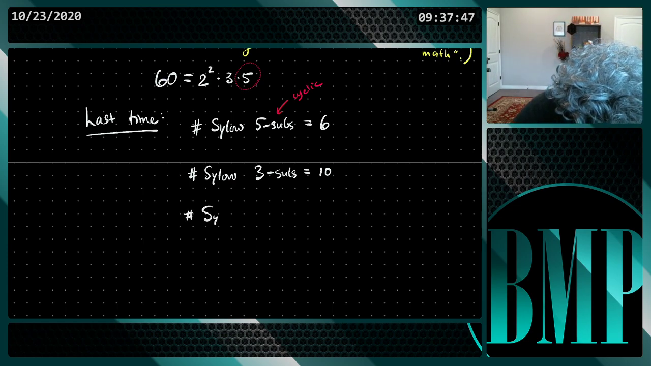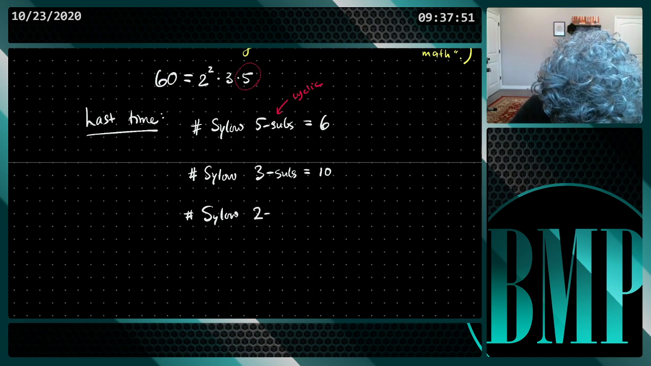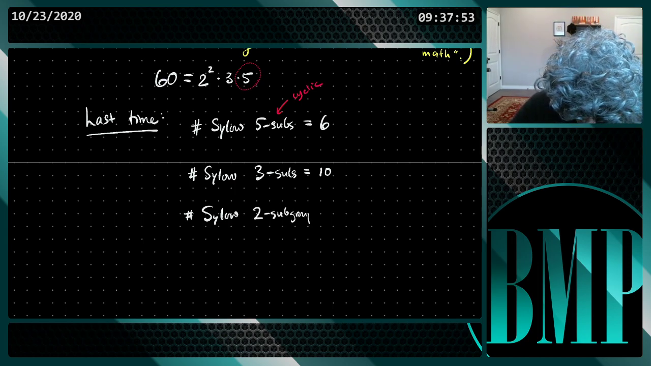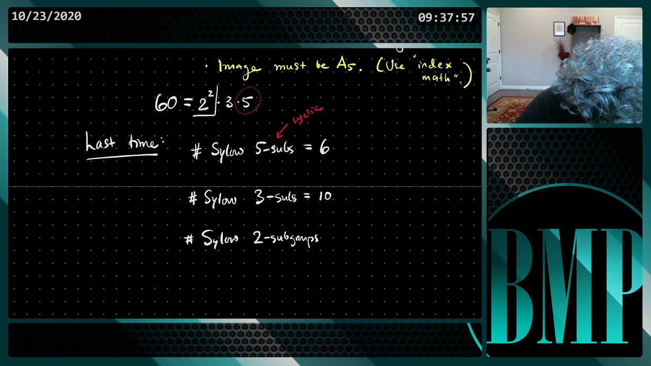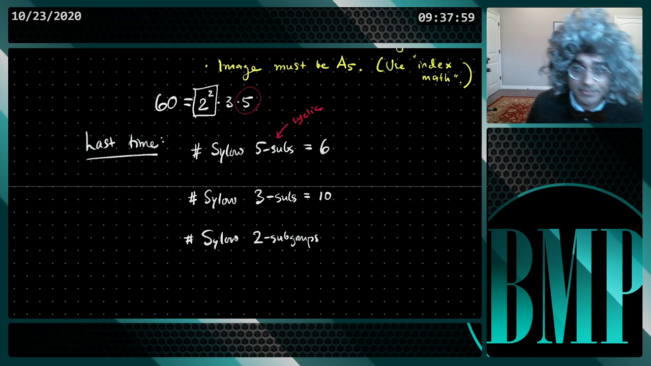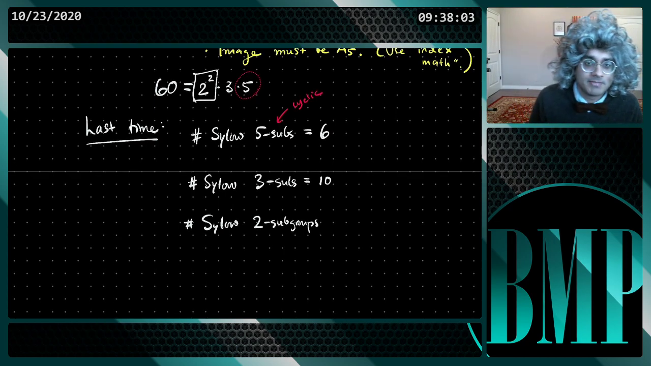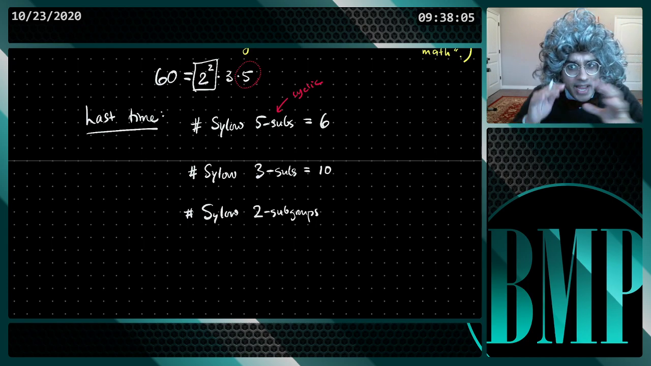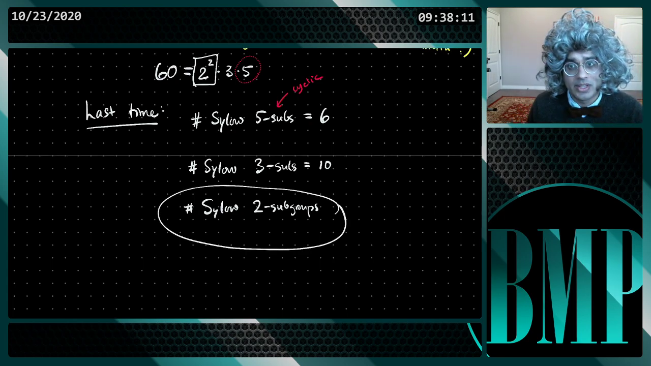Okay, then the number of Sylow 2 subgroups, which have size 4, by the way. But we call them Sylow 2 subgroups, class. Just the language. This we had to debate. There was a debate. So here is where we left off.